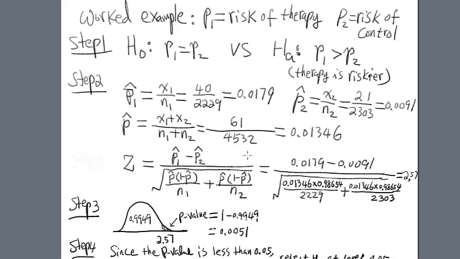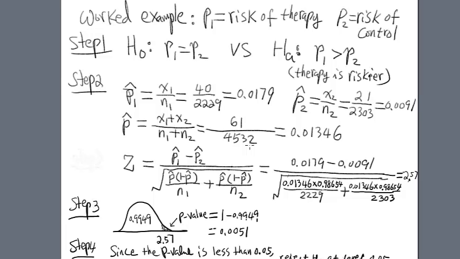Okay, so here we are working on the examples. So we first define P1 to be the risk of using hormone replacement therapy. P2 represents the risk of not using the therapy, or risk of the control. In step 1, we set up a null and alternative hypothesis.